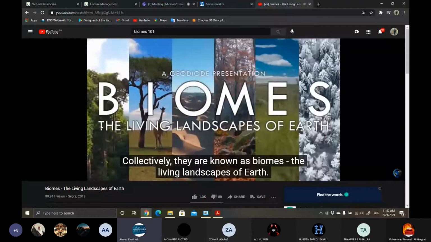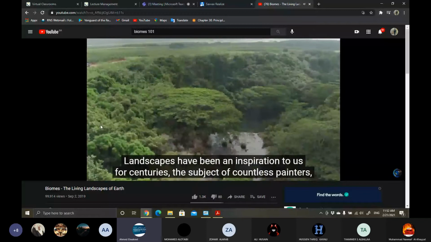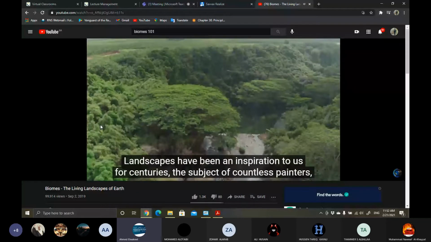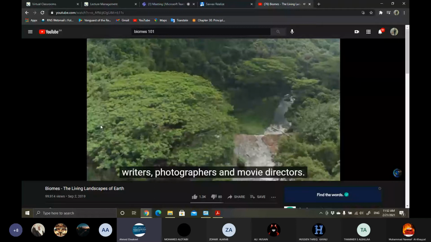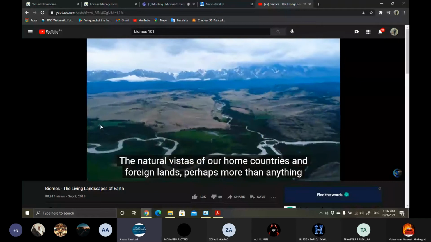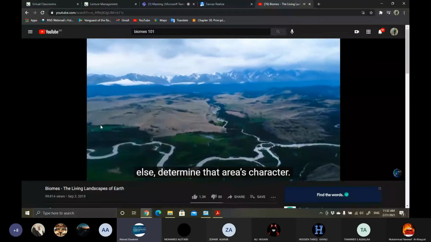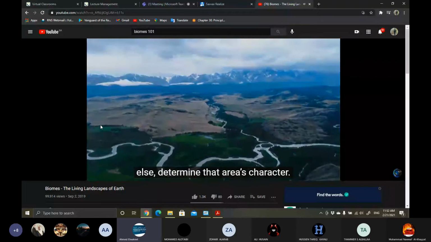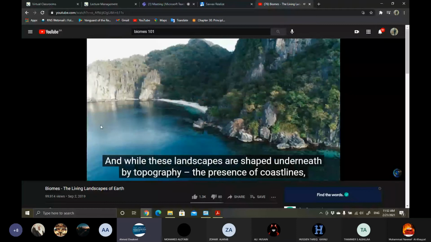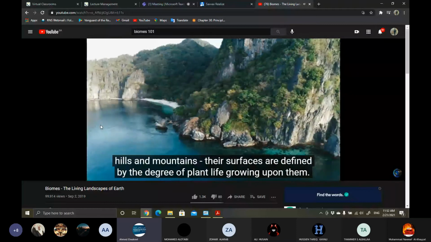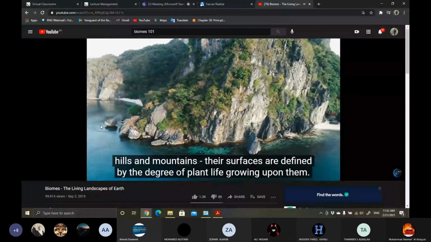Landscapes have been an inspiration to us for centuries, the subject of countless painters, writers, photographers, and movie directors. The natural vistas of our home countries and foreign lands, perhaps more than anything else, determine that area's character. And whilst these landscapes are shaped underneath by topography, the presence of coastlines, hills, and mountains, their surfaces are defined by the degree of plant life growing upon them.